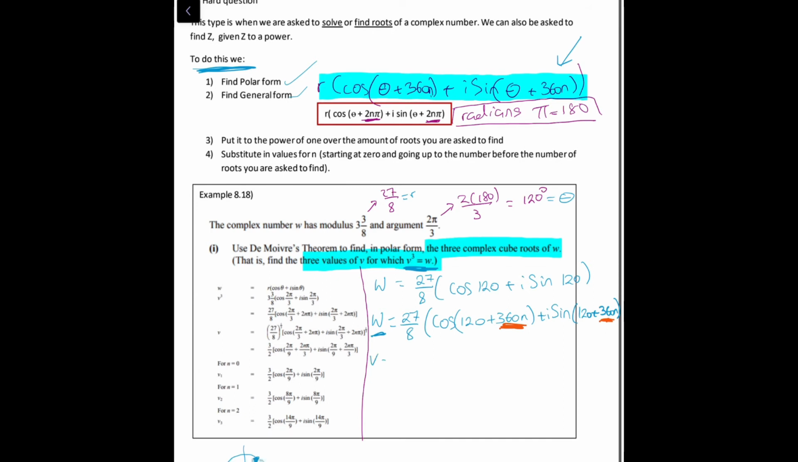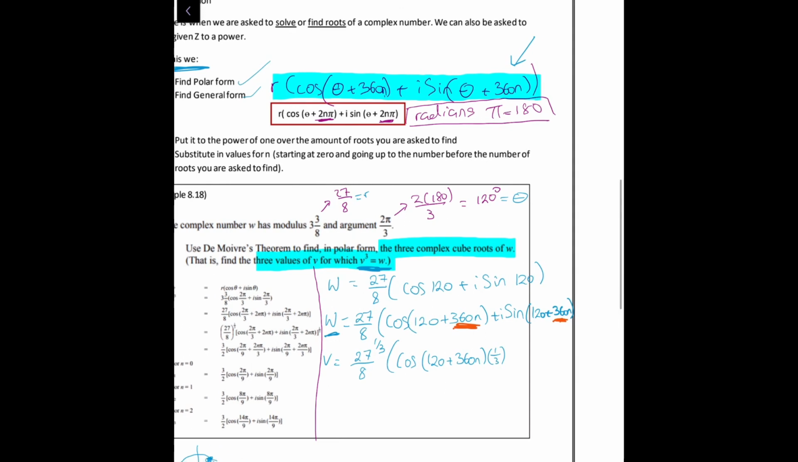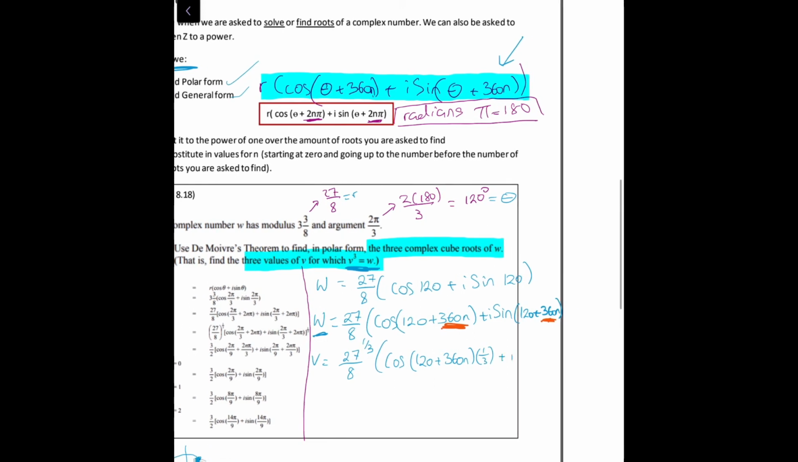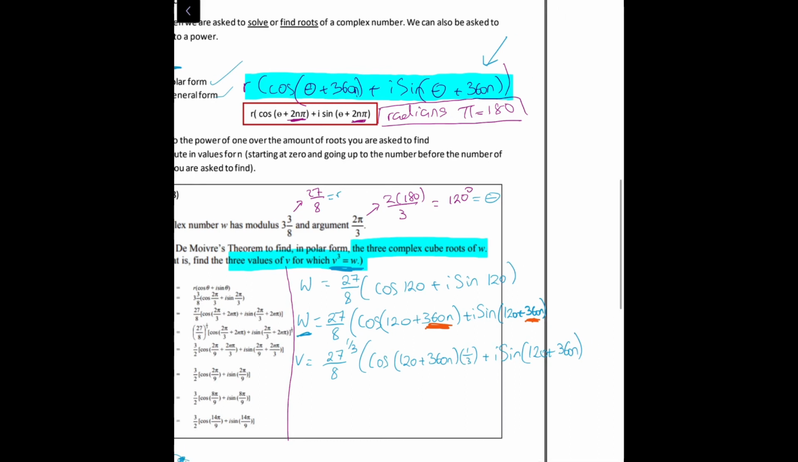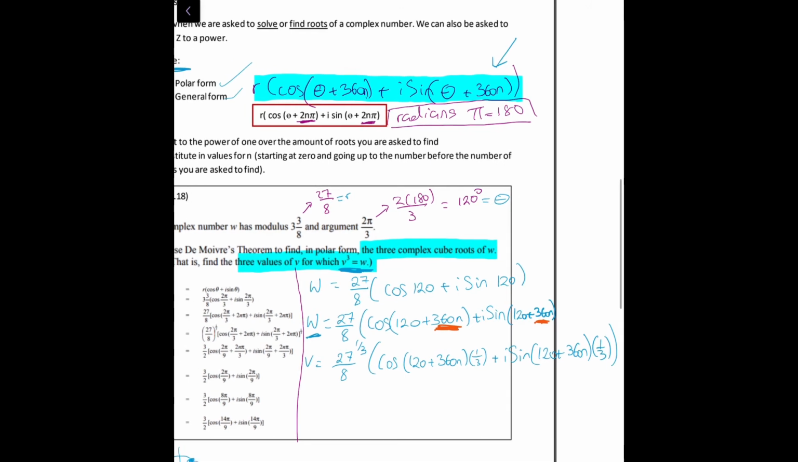So now I have v is going to equal 27 over 8. I always put that to the power of it, and then the rest I'm multiplying. So that's 120 plus 360n, but I am multiplying that by 1/3, plus i sine 120 plus 360n. And again, I put my 1/3, same as we were doing above when we were asked to put something to the power. That's what De Moivre's does. It allows us to put the modulus value to the power and multiply the angle by the power.